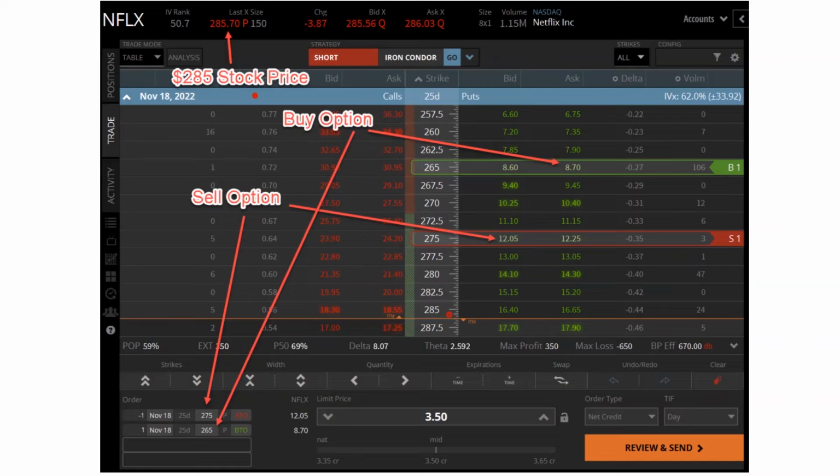We put this on in one trade and look to collect about 1/3 the width of the strike in options premium. So it is a $10 wide spread and we are collecting $3.50 or $350 on a $1,000 wide spread for the one contract or 100 shares. We hit review and send and place the trade.